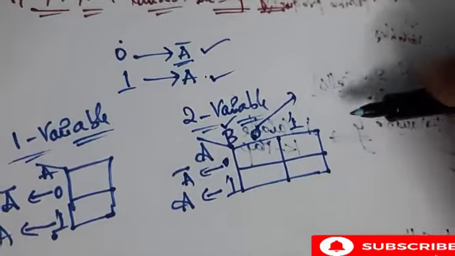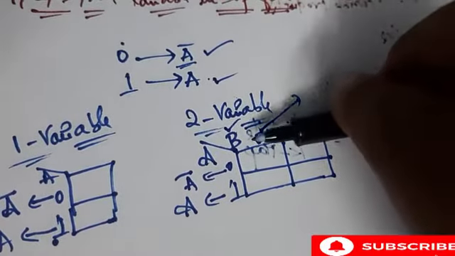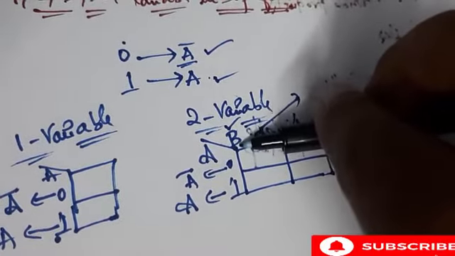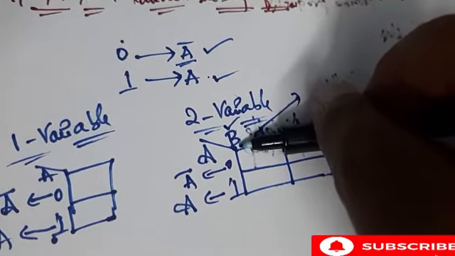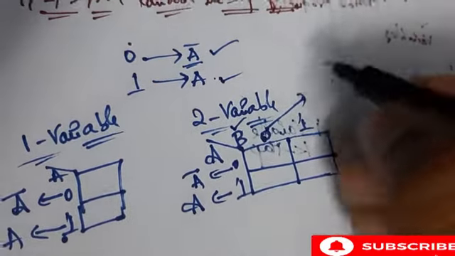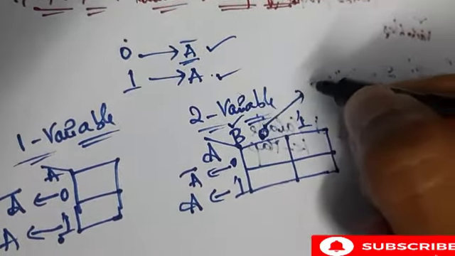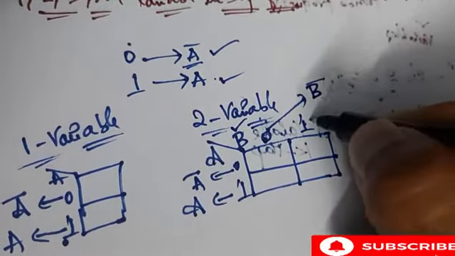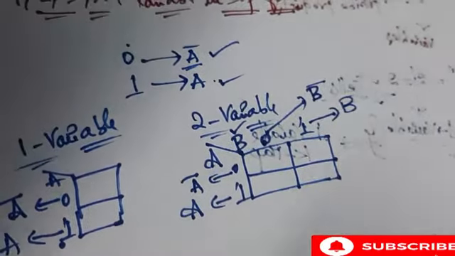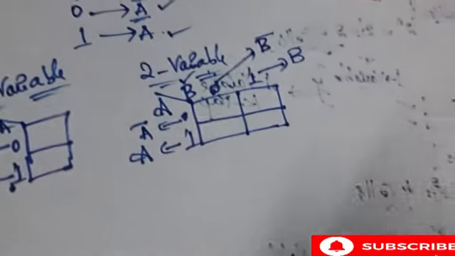Here if you observe 1, 0, after you will see the B, right? If you want to see, 0 for B bar and 1 for B, right?